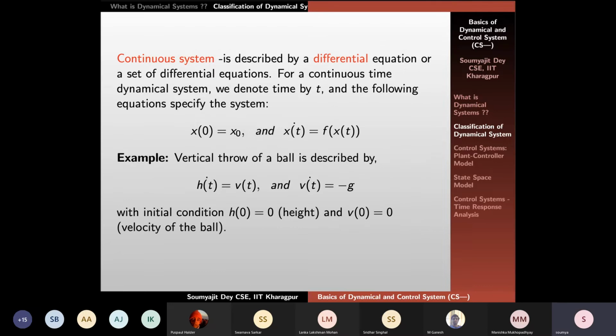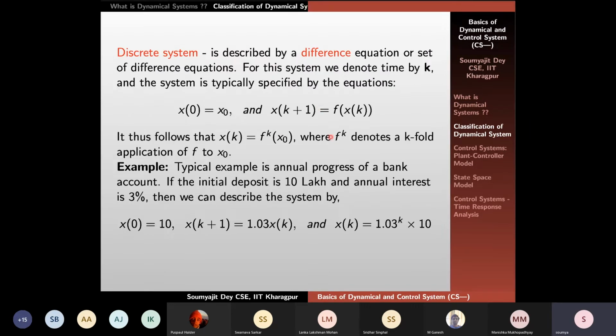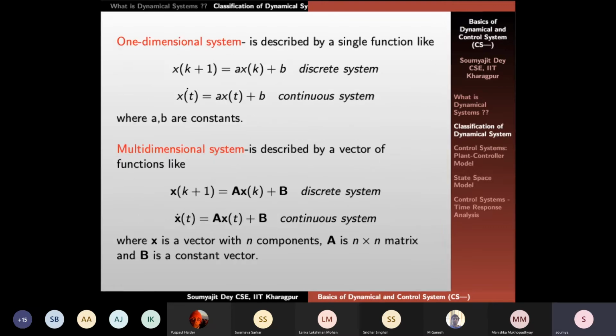Now, of course, we have already said what a continuous time system is, right? You have differential equations, and these differential equations can be evaluated in continuous time. Whereas when we talk about discrete time, we don't have differential equations, but rather what we call difference equations.